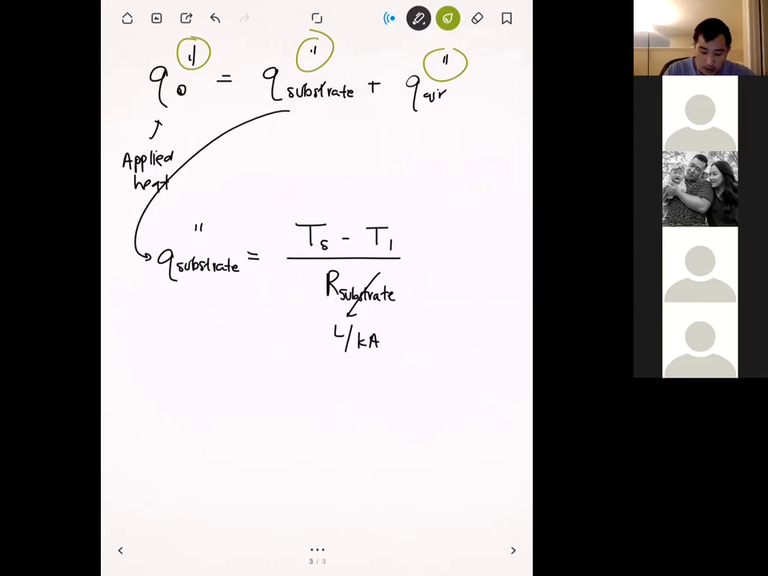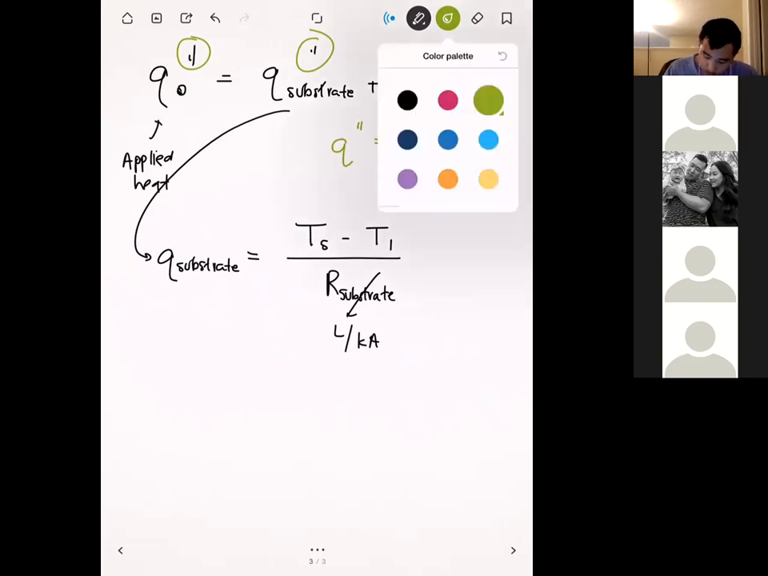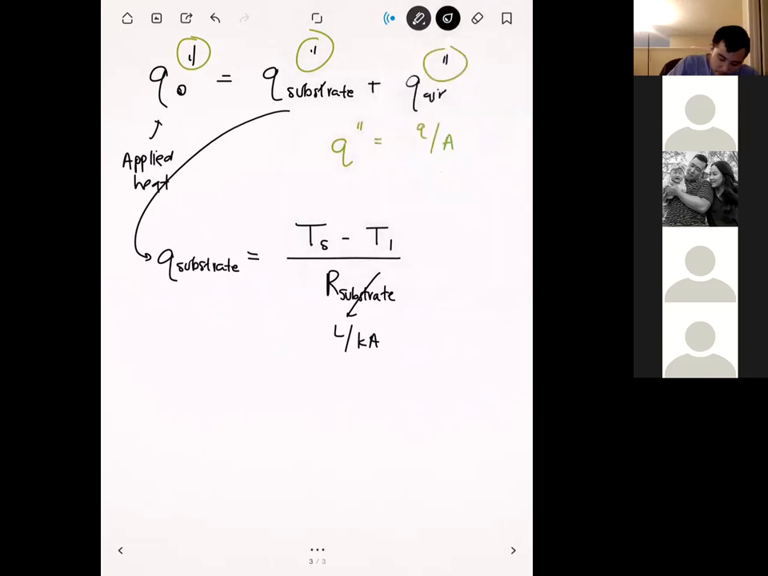Double prime means heat flux, right? And so actually, this formula is technically like this, where this resistance heat transfer formula is actually the heat transfer rate. So it's actually not the heat flux. And so remember, the way that we get heat flux is we take heat transfer rate and we divide it by area. And so let's go ahead and do that. And so we can say that Q substrate double prime is equal to Q substrate divided by A, right?